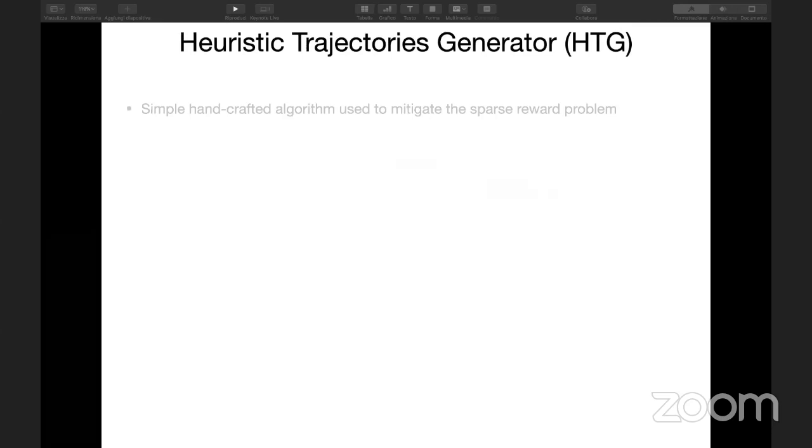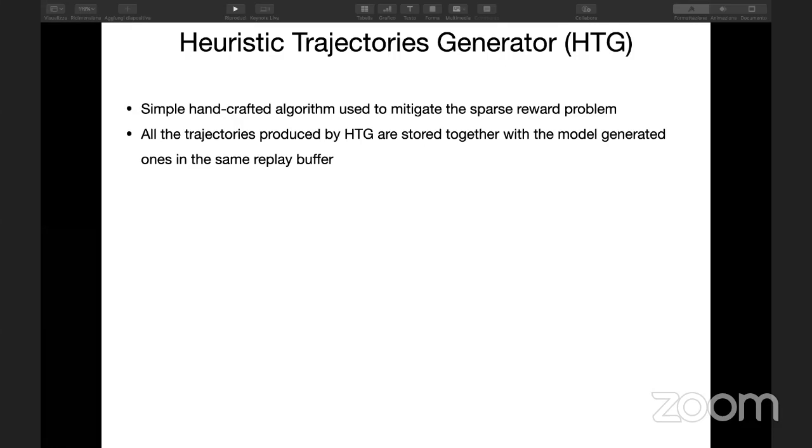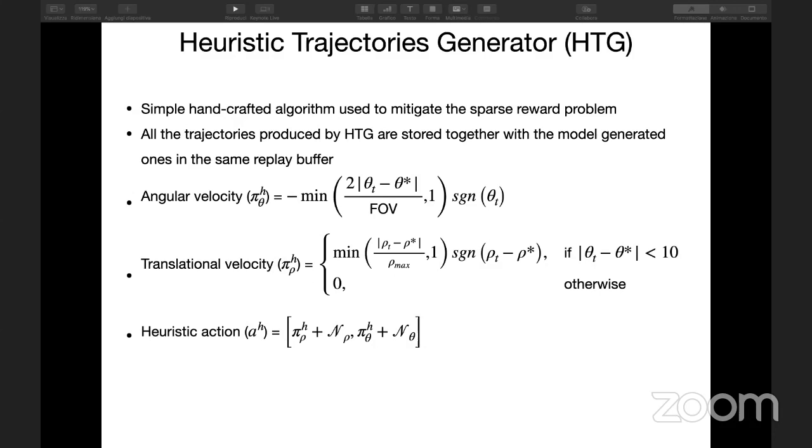Typically, in a reinforcement learning problem, in the first steps of the training the policy is completely random. So the data collected in this way are usually not very useful to learn the task. To mitigate this problem, we designed a simple hand-crafted algorithm that we refer to as a heuristic trajectories generator, HTG for short. From the beginning of the training, by following a very simple policy, it can collect useful trajectories that are then stored together with the others generated by the model, so that the model can begin to learn right from the beginning.